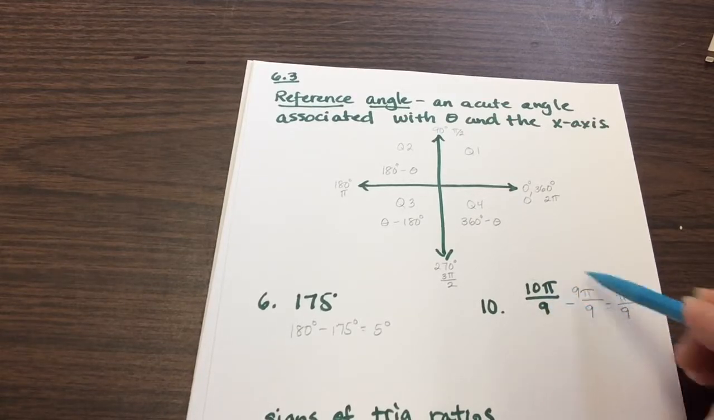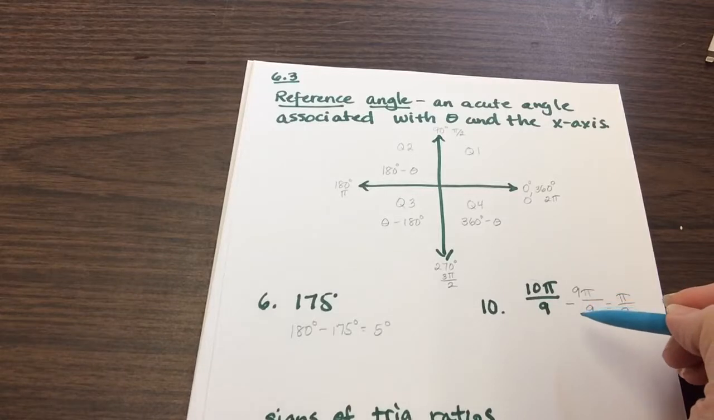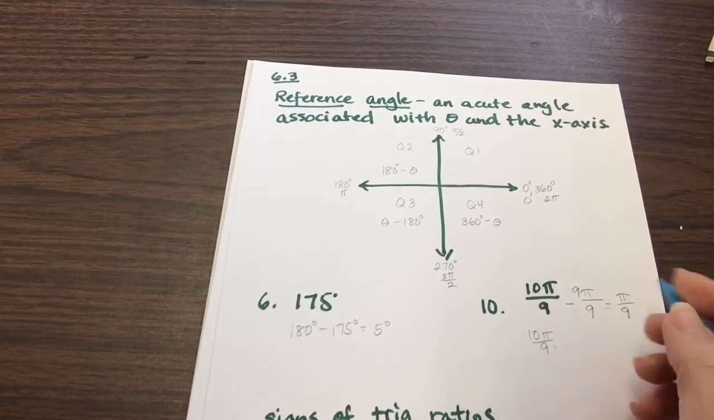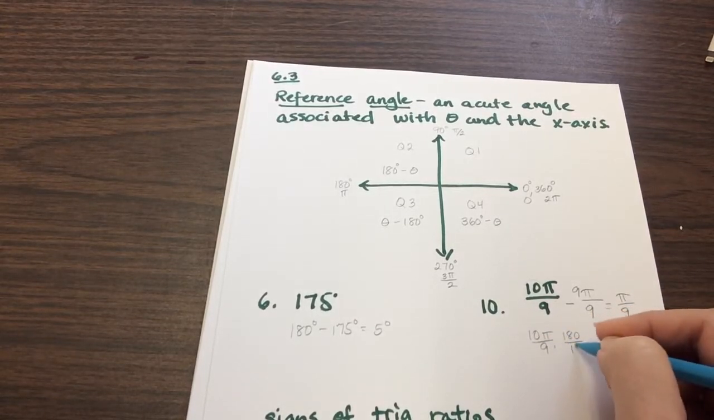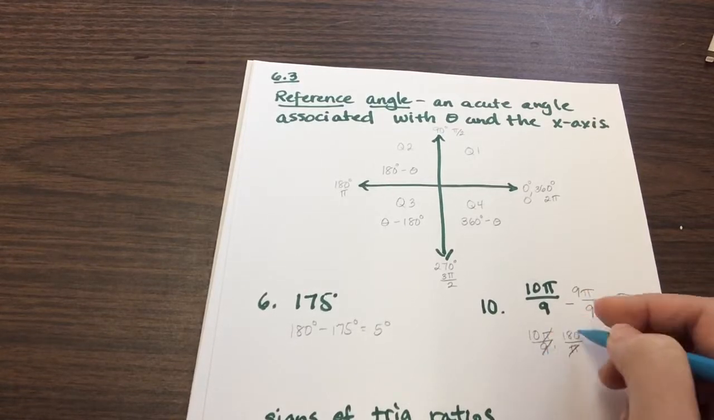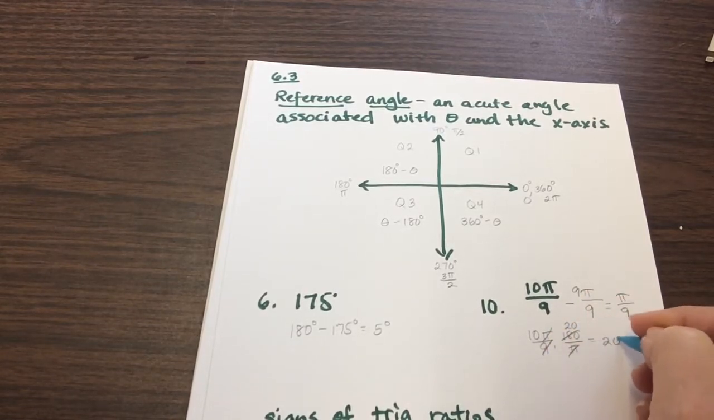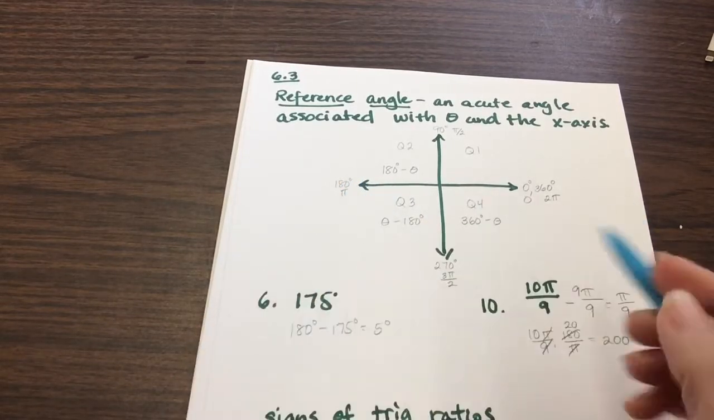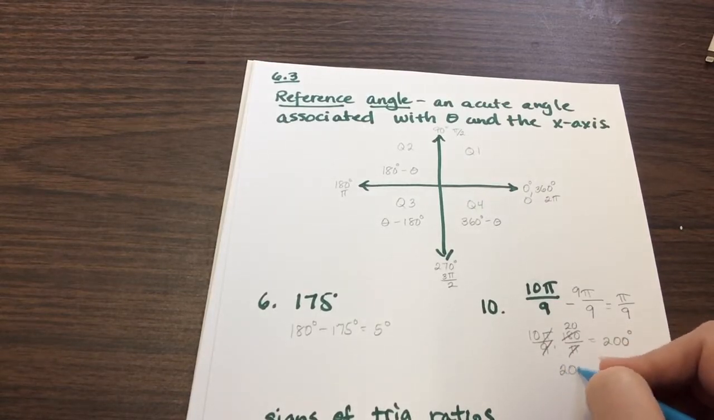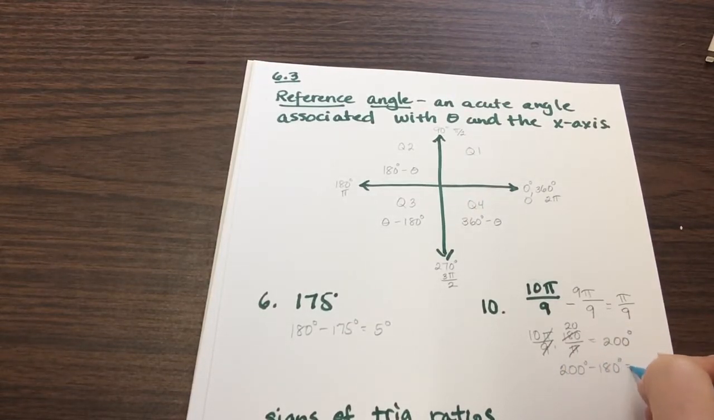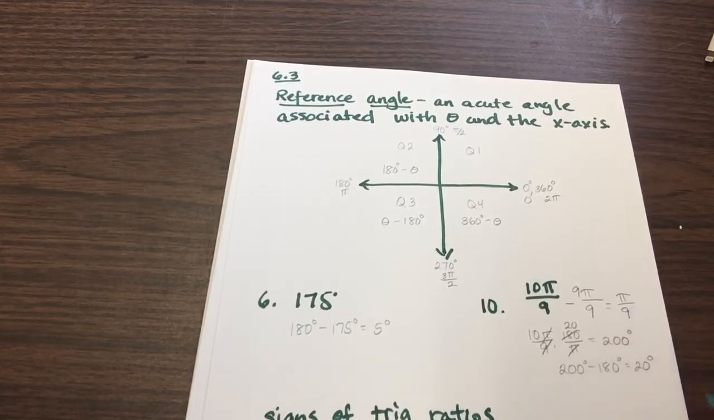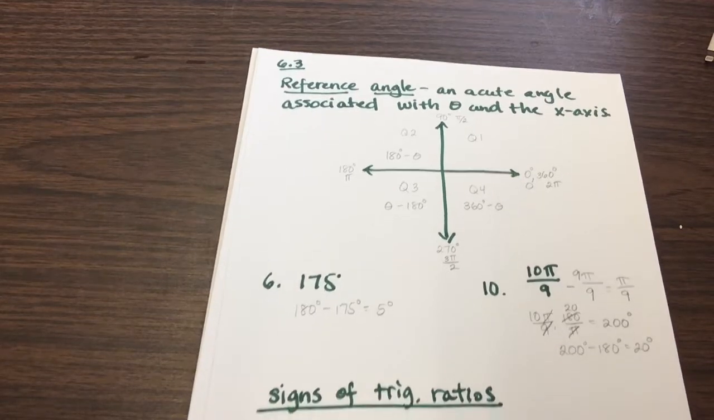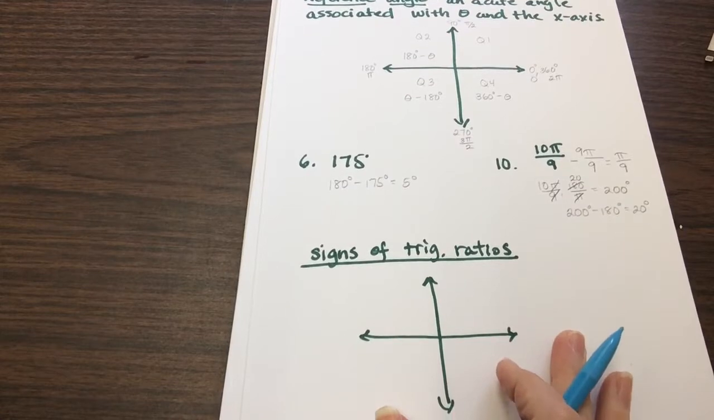The other thing you can do if you don't like dealing with that is, like I said in an earlier video, just go ahead and change this to degrees. So 10 pi over 9, if I change this to degrees, I'm multiplying by 180 over pi, and if I simplify that, that turns out to be 200 degrees. And you should see that clearly. We already said this was in quadrant 3. To find my reference angle, I'm just going to do 200 minus 180, or 20 degrees, which is the same thing as pi over 9. That's your preference.